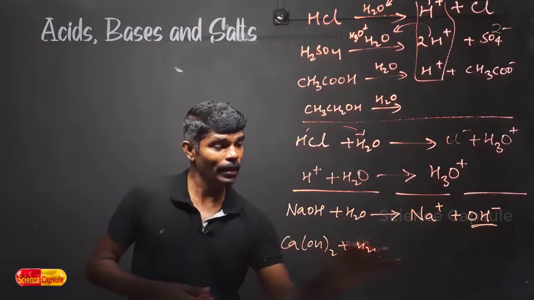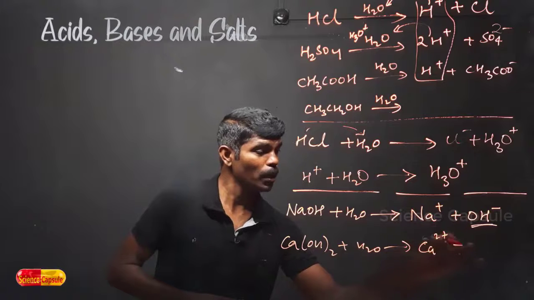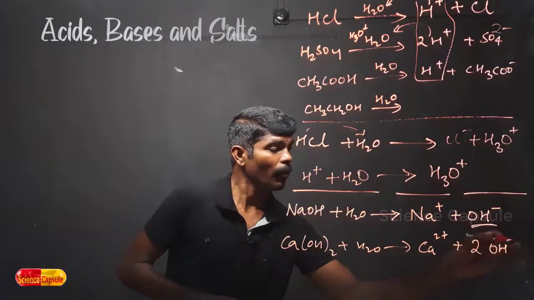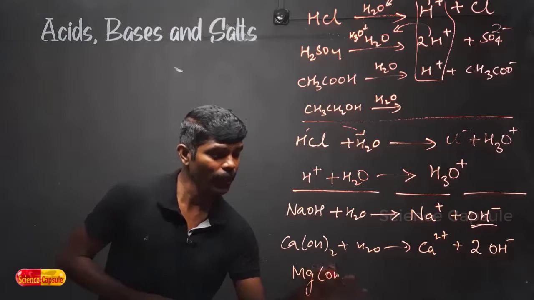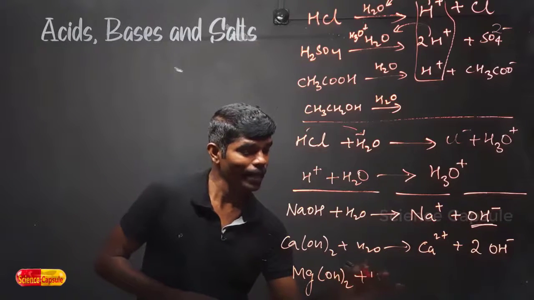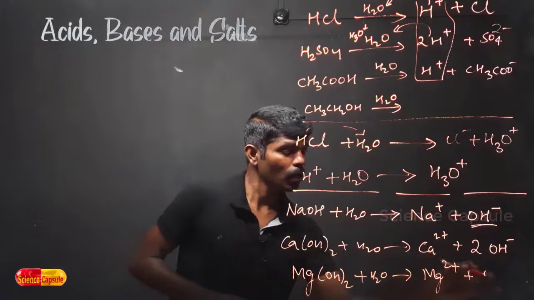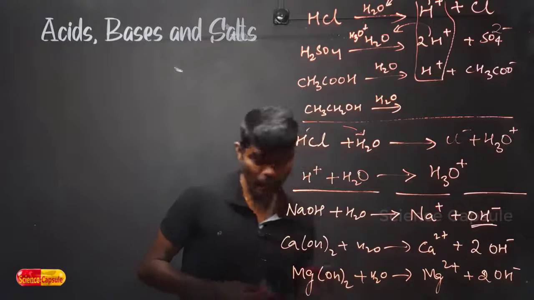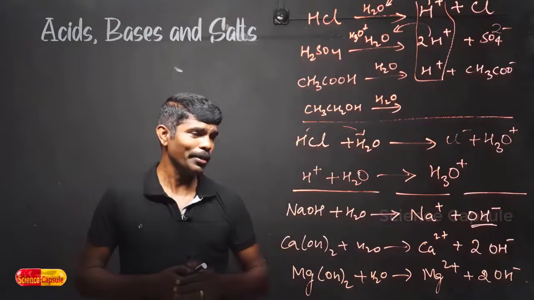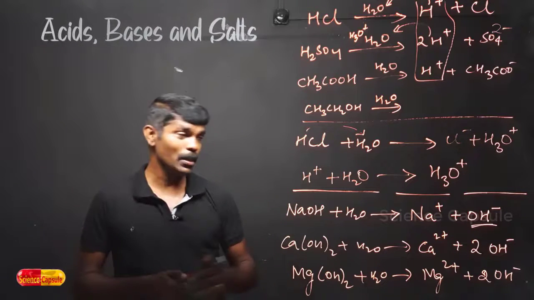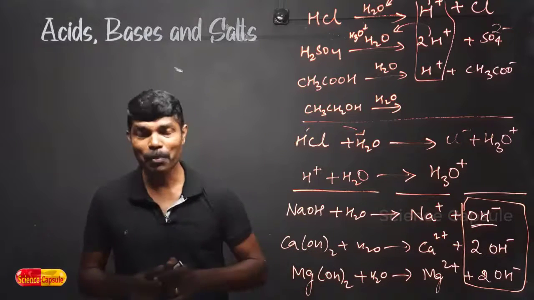When we talk about calcium hydroxide, when it is dissolved in water, it produces Ca2 plus and 2 hydroxide ions. When we take another example, magnesium hydroxide, here also we can see when it is dissolved in water, we get Mg2 plus and 2OH minus. So in all the bases we see one thing remains constant. See here, different bases we have taken, but in each case we are getting OH minus ion.